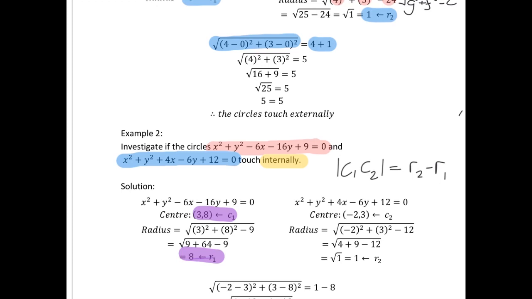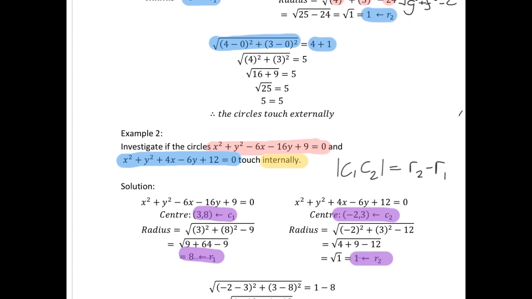And we do the exact same thing for our second circle. x squared plus y squared plus 4x minus 6y plus 12 equals 0. Our center in this case is minus 2, 3, so we'll call that C2. And to get R2, we just use our same formula as before, square root of g squared plus f squared minus c. Our c in this case is 12. And once we work that out, we get our radius. In this case, our R2 is going to be equal to 1.